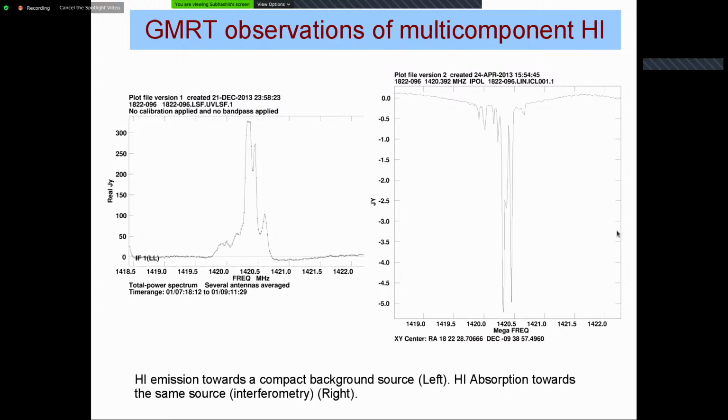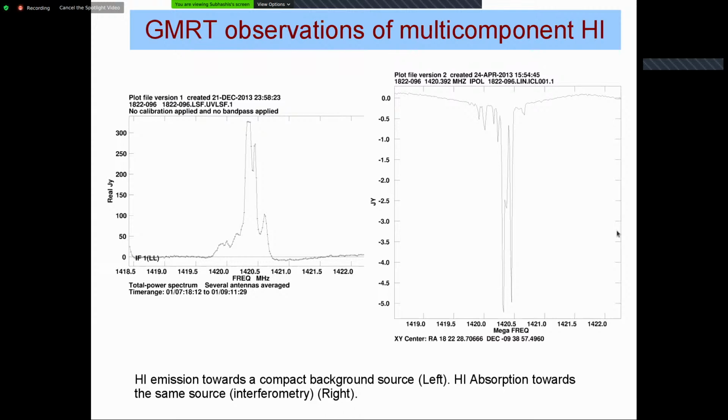Leaving that aside, the main thing to say is that in Young's double slit experiment, depending on the baseline length, that is the distance between the two slits, the fringe width goes down and down. So here for GMRT, the equivalent slits can be thought of as antennas, and the distance between two antennas, the equivalent distance between the slits, is known as the baseline length.